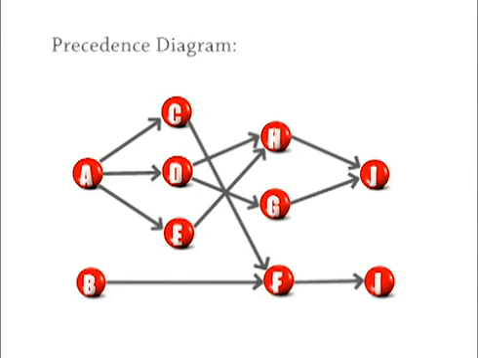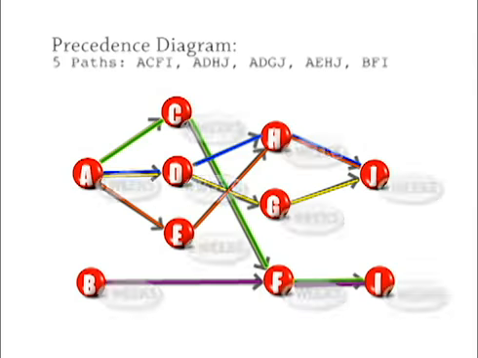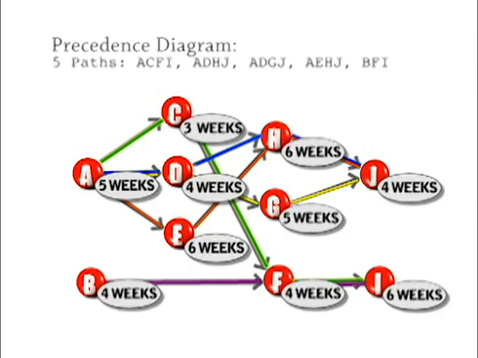We can use this diagram to go through and identify our paths. For instance, we have paths A, C, F, and I; A, D, H, and J; A, D, G, and J; A, E, H, and J; and B, F, and I. So we have 5 paths through this project. We can use the information that we had for each one of these activities, and we can identify what the critical path is.